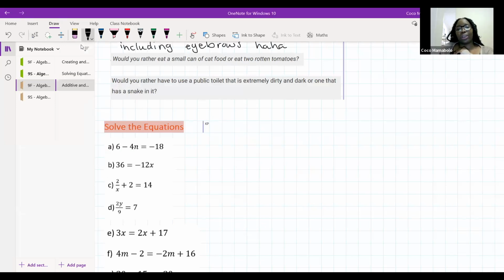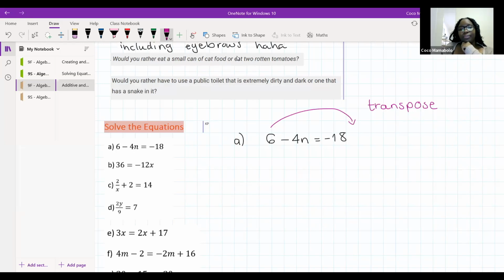We're going to take question A over here, and this is what we're going to do. We're going to go 6 minus 4n is equal to negative 18. Now, many of you would have just learned how to transpose. What transpose means is that you take each of the numbers over the equal sign, and they just change their sign. So 6 on this side of the equal sign would just become negative 6 on the other side.